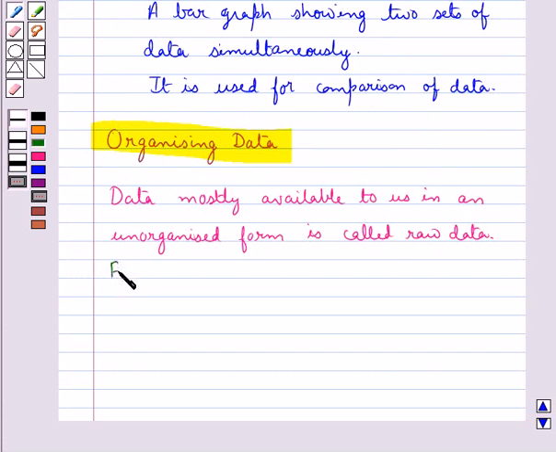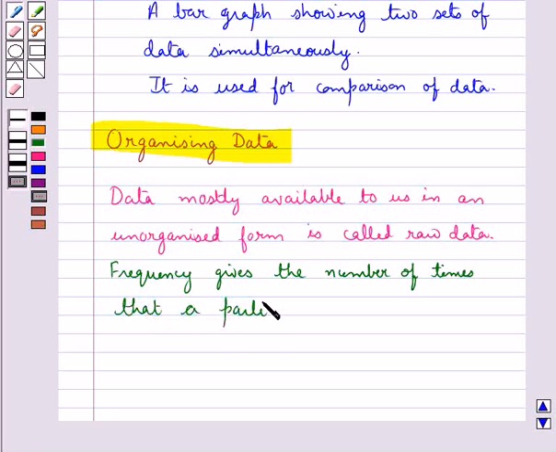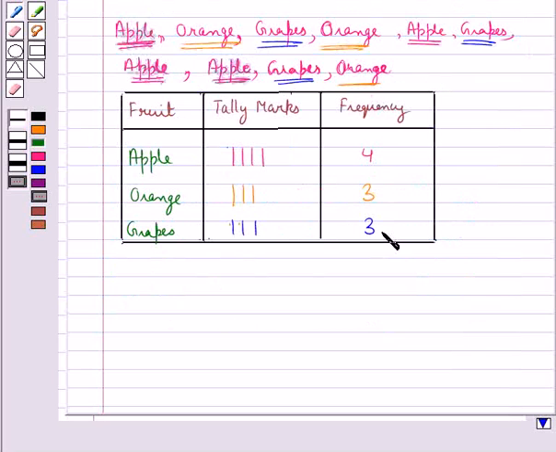Now we have that frequency gives the number of times that a particular entry occurs. This column, as you can see, shows the frequency, and this table that we have made is known as frequency distribution table.